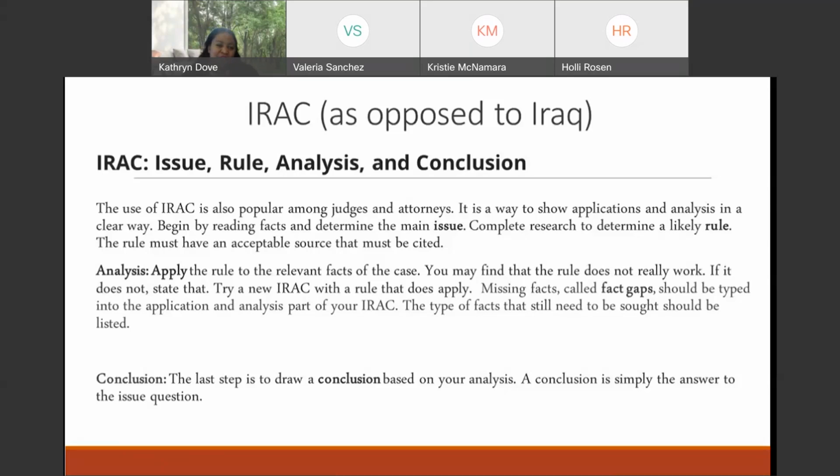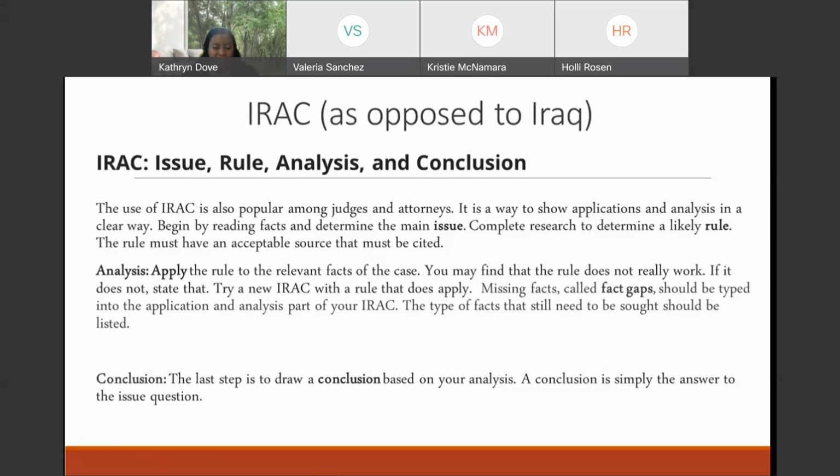Missing facts should be typed into the application analysis, saying, you know, it would really be helpful if we knew when our client notified the seller that the goods were not conforming. It would be helpful if we knew when our client returned the defective goods, things like that, because those are facts that you might be able to obtain.